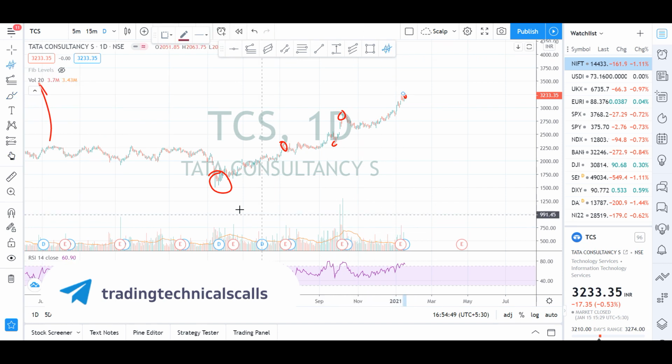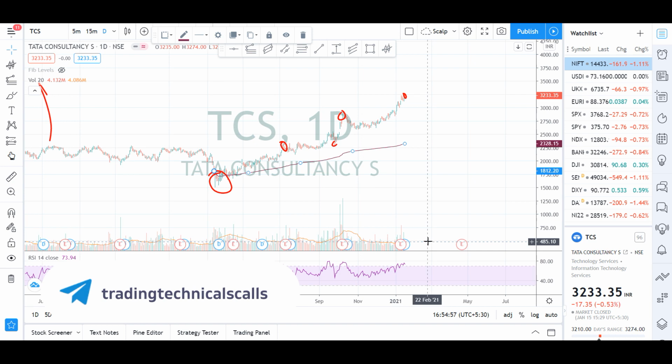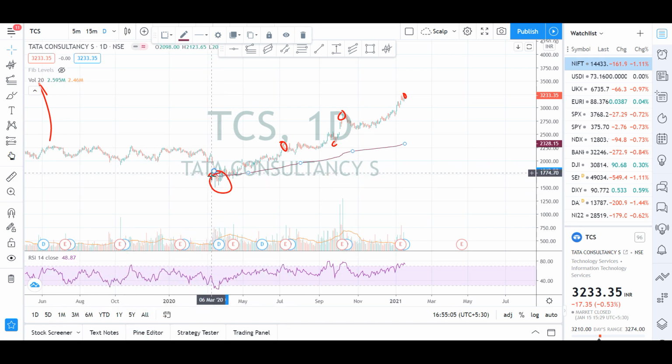Now what I'm doing is I'm just clicking on this and connecting at this particular point. It will automatically plot the anchored VWAP based on this particular day. Now this was a dip which has come. So what was the volume which was traded and what was the price action at this particular point? The volume weighted average price has been considered from this point.